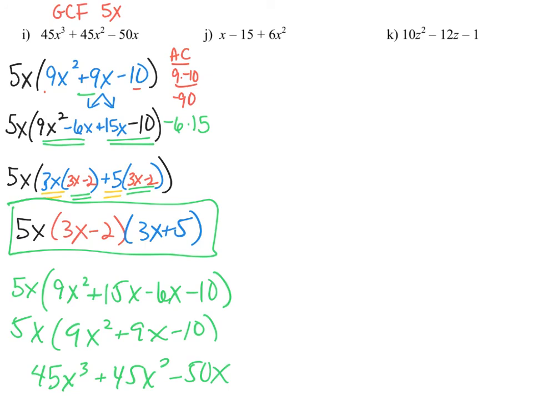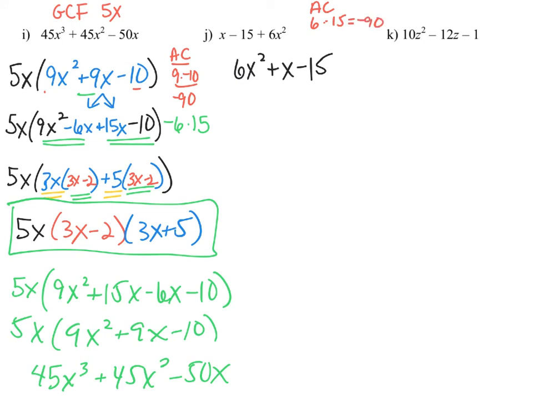Let's look at example J. Before factoring this, we should put the polynomial in order of descending powers. So we can write this as 6x squared plus x minus 15. There is no greatest common factor we need to worry about here, so we can go straight to the AC method. The a is 6 and the c is negative 15. So 6 times negative 15 is negative 90.